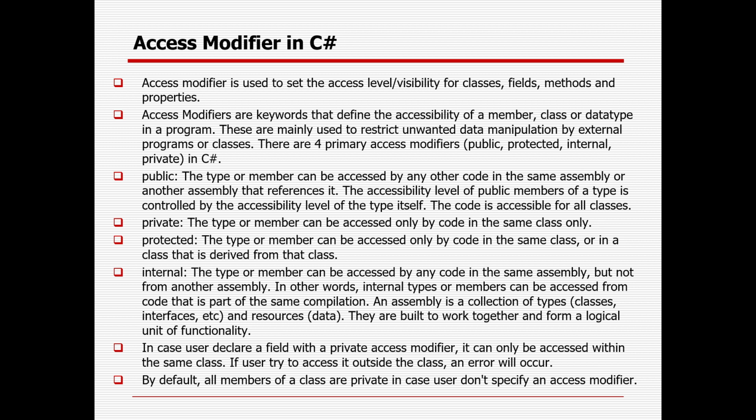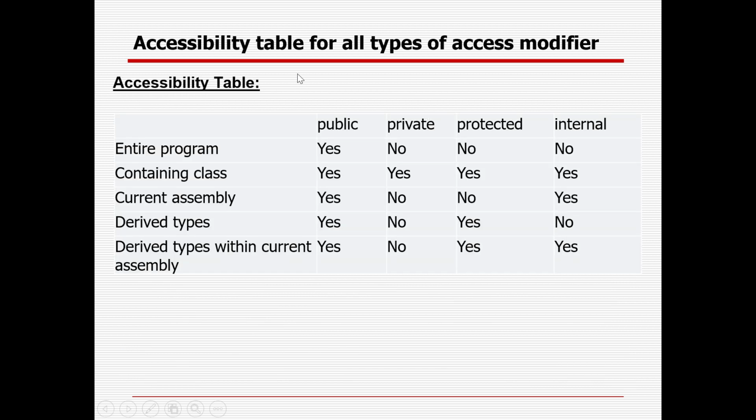In case the user declares a field with a private access modifier, it can only be accessed within the same class. If the user tries to access it outside the class, it will throw an error. By default, all members of a class are private in case the user does not specify any access modifier. So in case you do not specify anything, by default it will always be private. So this is the accessibility level: private, public, protected and internal.